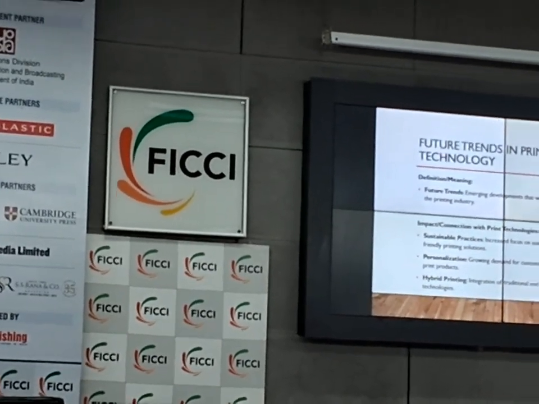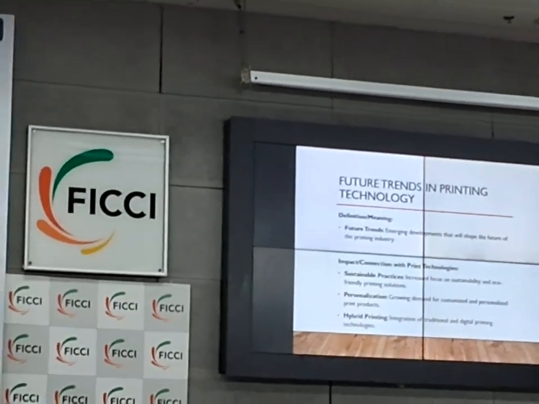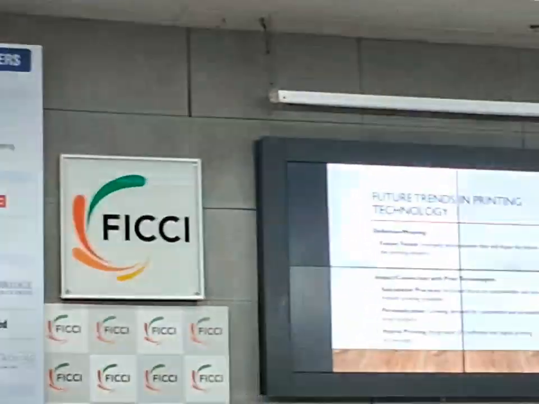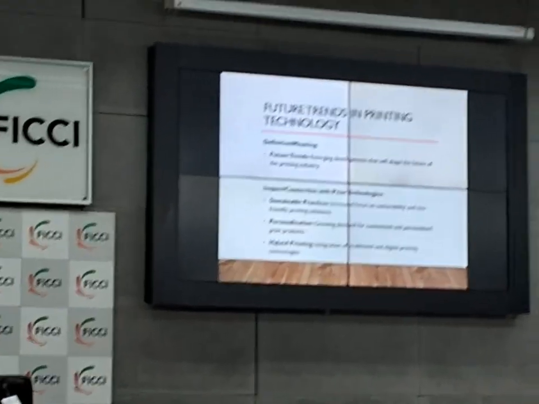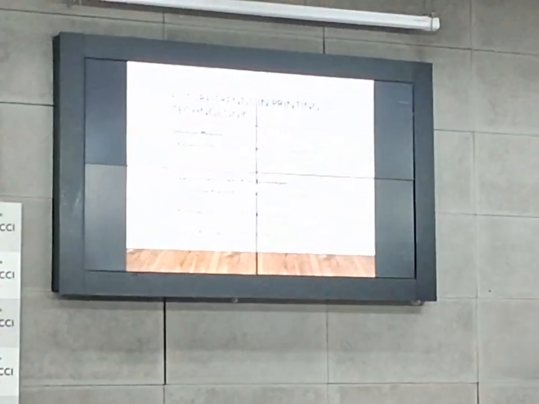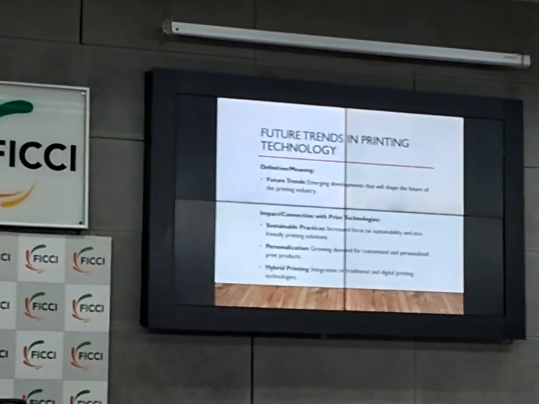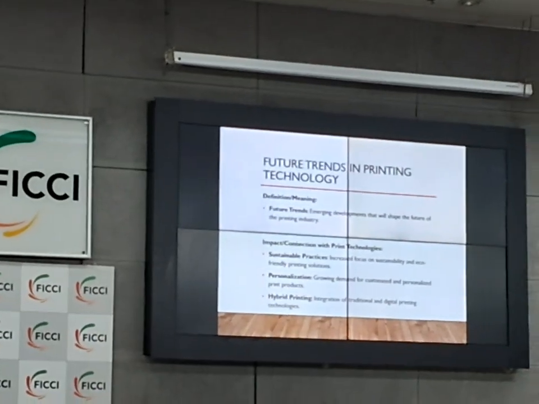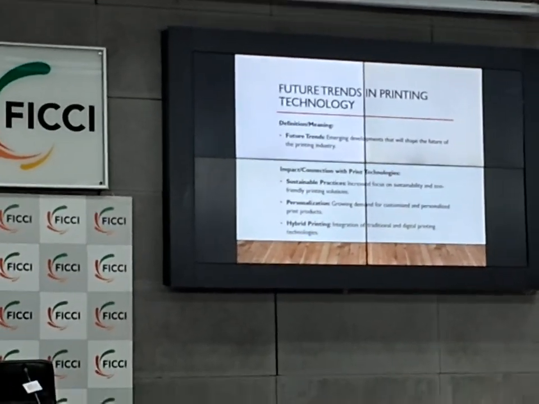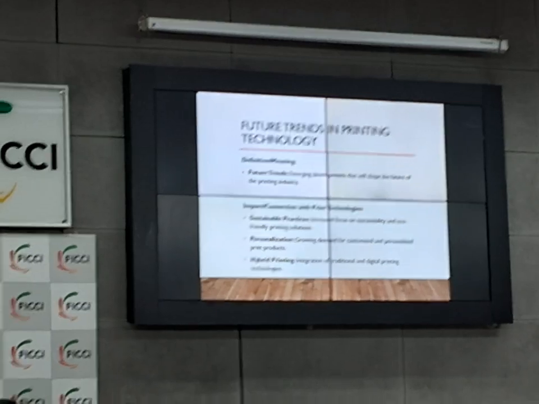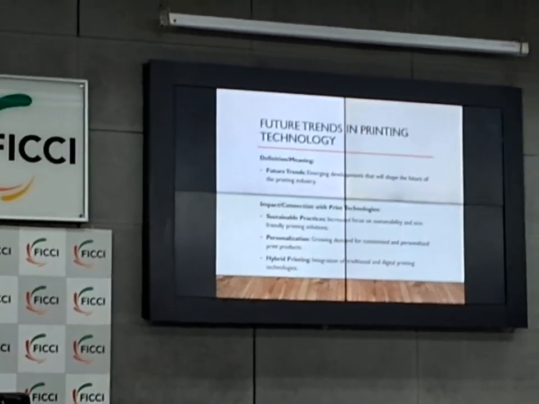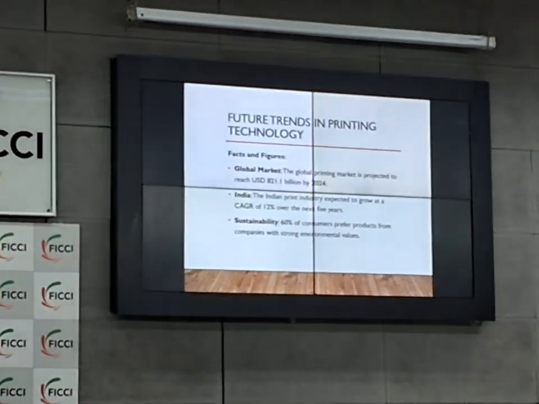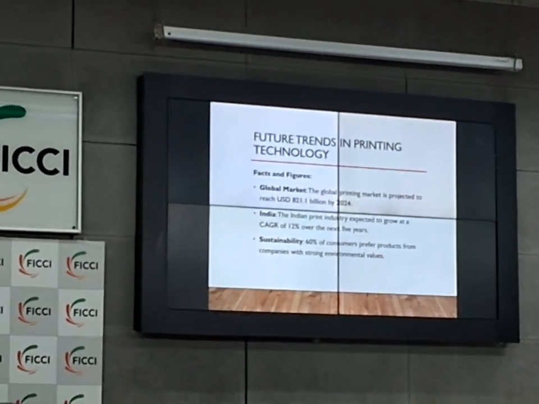So that is a very technological advancement in this field, and these are the future trends: definition and future trends, emerging developments that will shape the future of the printing industry, and impacts and connection of printing to sustainable practice. So we can use a lot of eco-friendly materials and personalization, hybrid printing, hybrid in the sense of integration of traditional and digital printing. In case you need some urgent copies, we can go with a digital process, and after that we can go by a traditional process like offset printing.